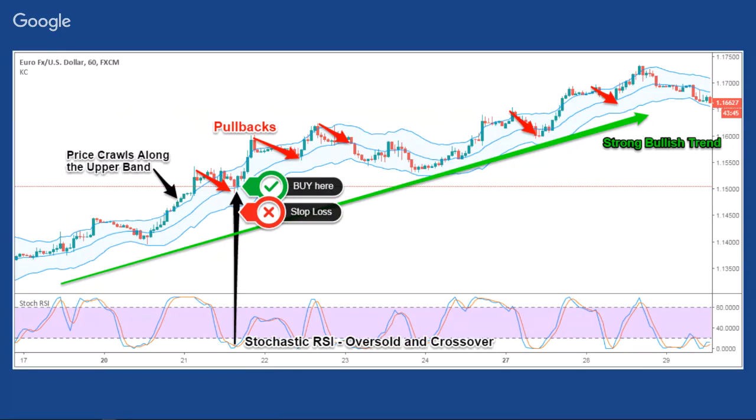Okay, so we're going to use the Stochastic RSI here to help time the entries. In this example here, we placed our market buy order when price pulls back to the 20, and the Stochastic RSI crosses back out of the oversold spot. Okay, so in this case, the order is probably a couple of pips up, maybe on this candle right here.